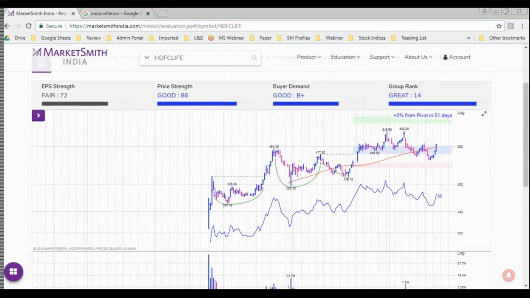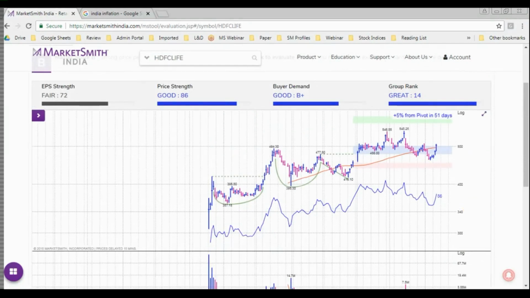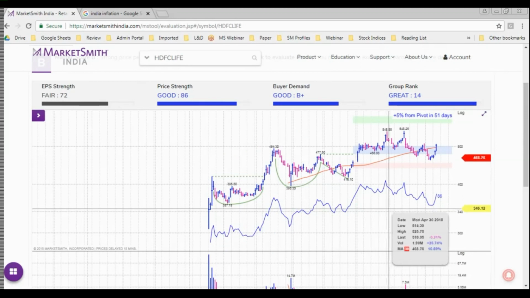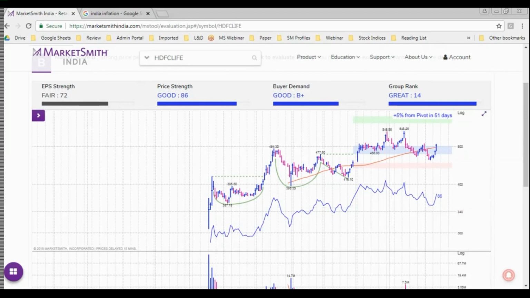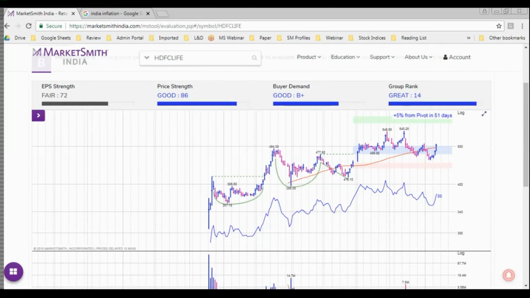HDFC Life, again, one of those stocks which had broken out in April. So that's the time when the market had reversed and was doing well, but the rally couldn't sustain as the market condition turned weak, and you could see. But a good sign over here is that the stock has been able to reclaim its 50-day line, so that's a positive. But again, the view is the same as Reliance Industries. Wait for the consolidation to play out. We never know how long the stock could remain sideways. So wait for it to play out.